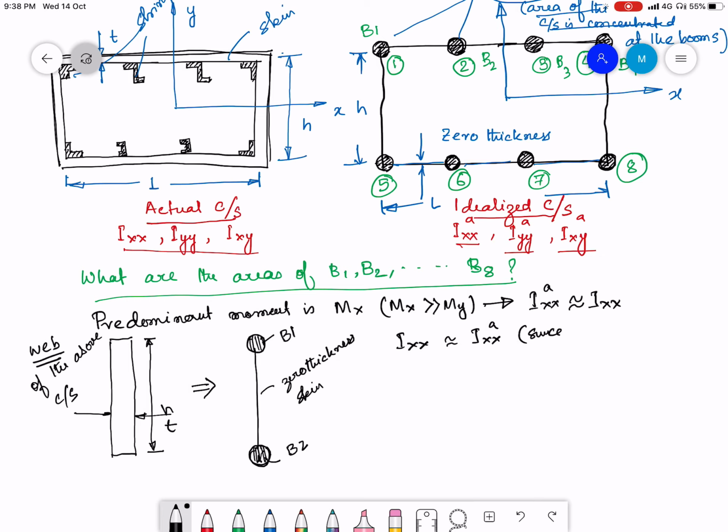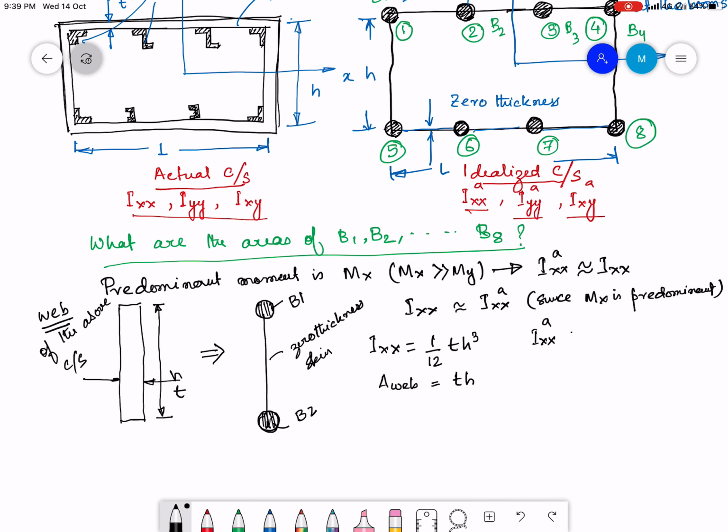since Mx is predominant. So what is Ixx? Ixx is going to be 1/12 t h cubed. And the area of the web is t into h. Now what is Ixxa?